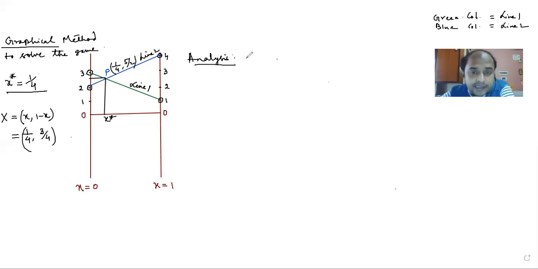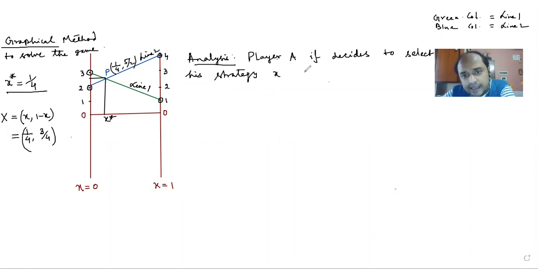Now, what is the analysis? Now, if player A decides to select his strategy x less than x star, that is x less than 1 by 4. This point is x star and this value is 1 by 4. You know, this distance is 1 by 4 distance and this distance is 5 by 2 distance. Okay, we have found the coordinates.